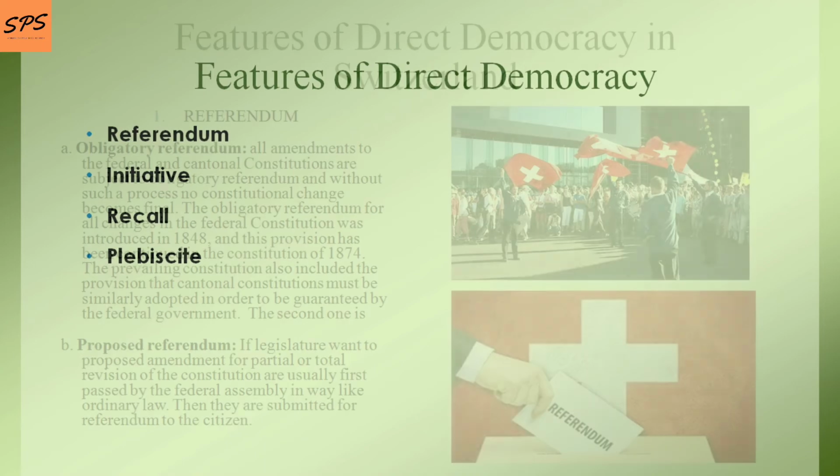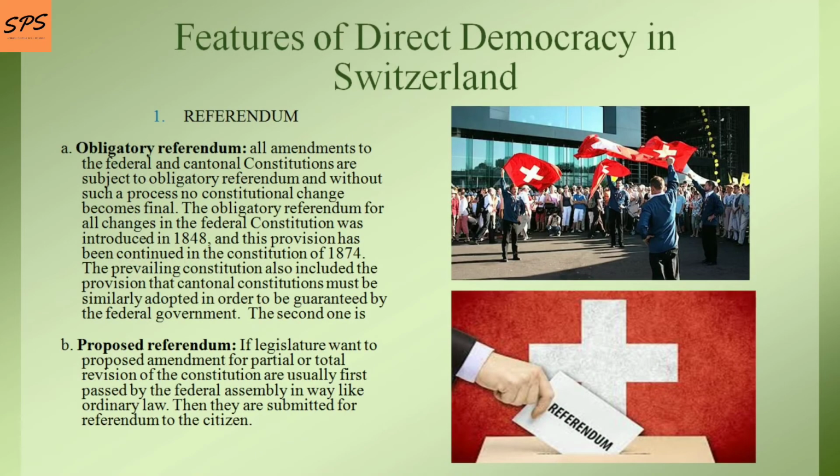So, what are the features of direct democracy in Switzerland? The institution of direct legislation is a unique feature of Swiss democracy. The method of popular legislation, that is lawmaking by the citizens themselves and not by their representatives, is as old as Swiss history. Swiss direct democracy also has four features.